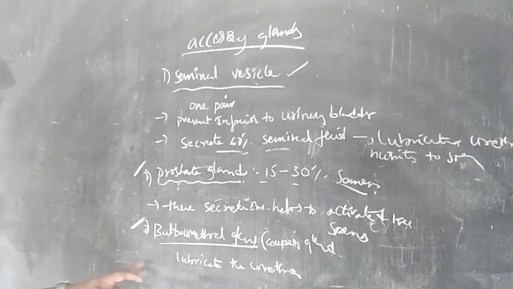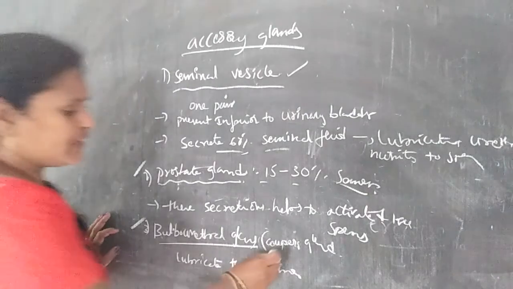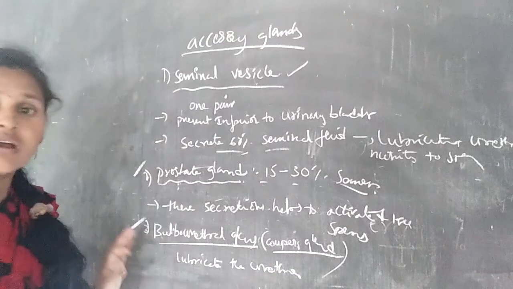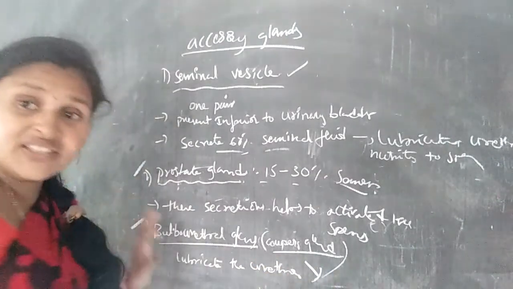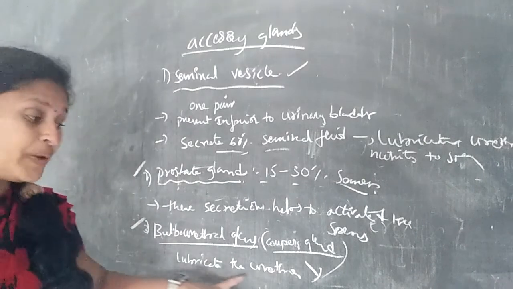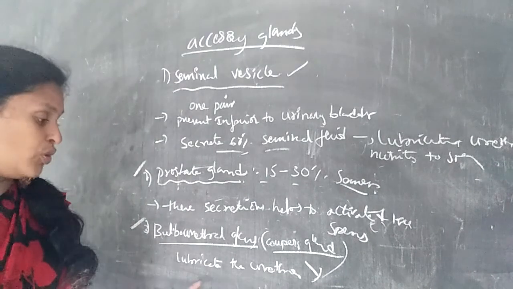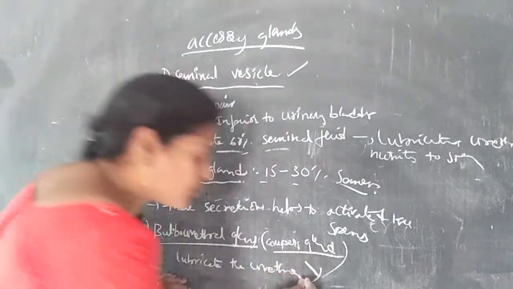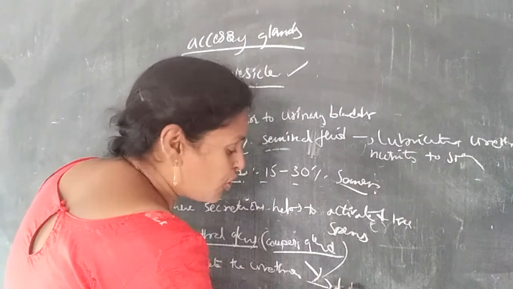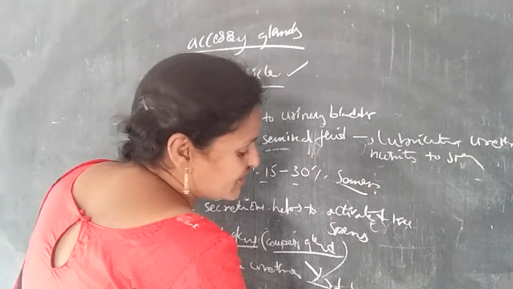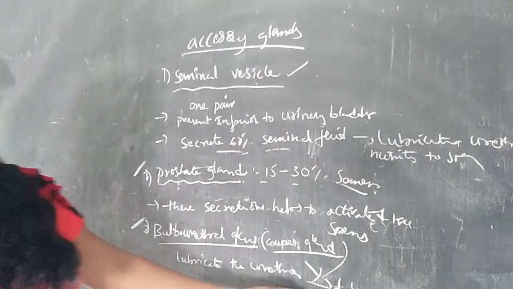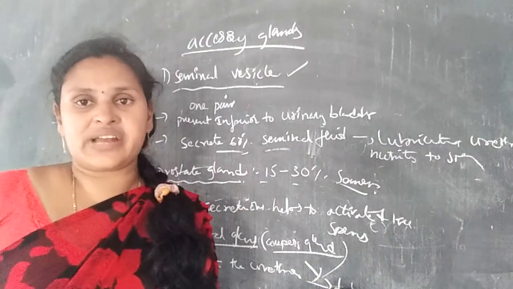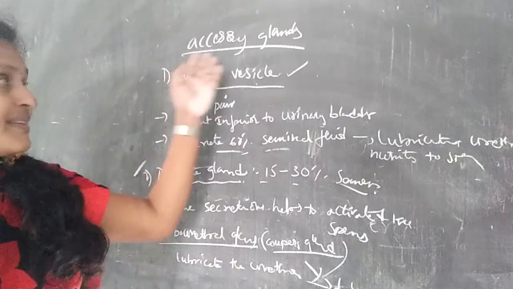The bulbourethral gland is also called Cowper's gland. It also secretes some secretions, and these secretions help to lubricate the urethra, and then the sperms are transferred into the female genital tract. So those are the accessory glands.